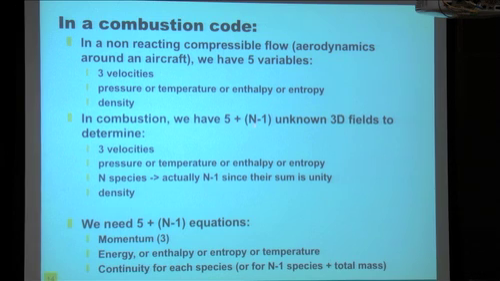N is large. So you see that when you take a code which can do flow around an aircraft and you want to transform it into a code which does combustion, you need to add a lot of species here. And we're going to need 5 plus n minus 1 equations. Where does this equation come from?